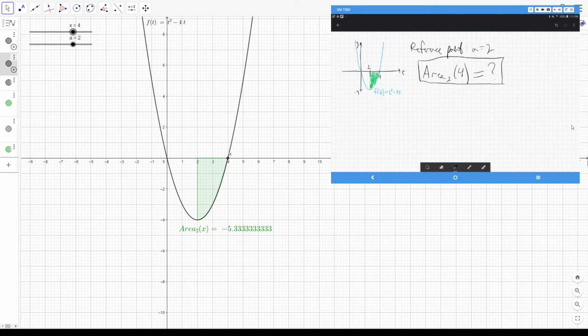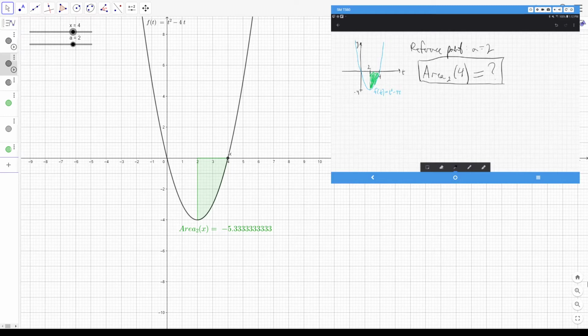Alright, I'd like to consider again this example of f of t equals t squared minus 4t, this particular function, and I want to consider what's the signed area under the curve from t equals 2 to t equals 4. So I want to start with my reference point a that I've called it. I want to call that 2. My reference point is 2, and I want to consider the area between this curve and the horizontal axis between 2 and 4.